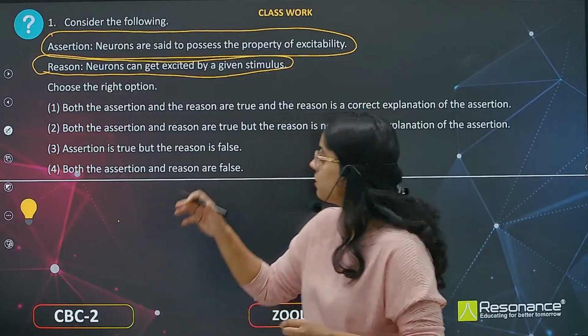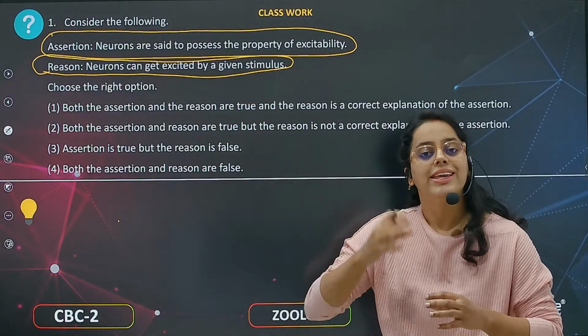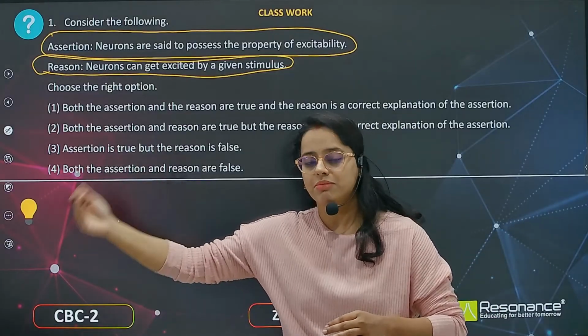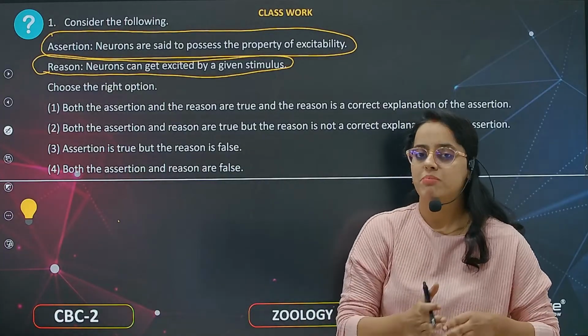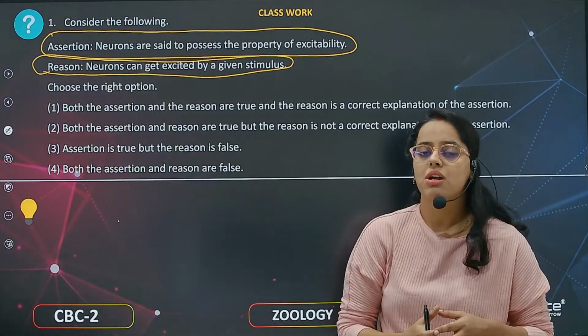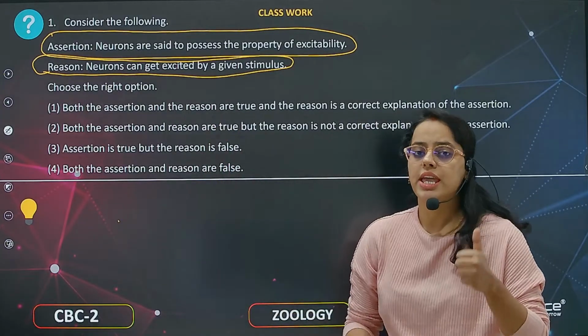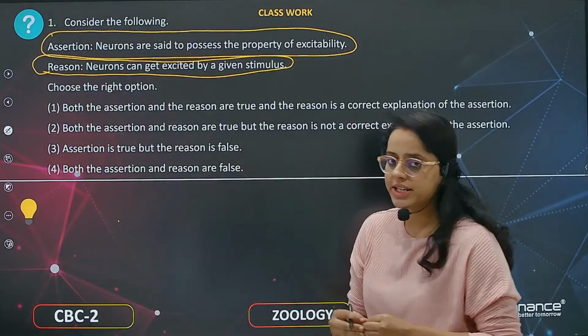Okay, so they have to reach a certain threshold so that they can conduct the impulse to the brain, and from the brain the response is coming towards the glands or muscular tissue. So that is called the motor response. So assertion, yes, they have the property of excitability. Okay, so this is a true statement.